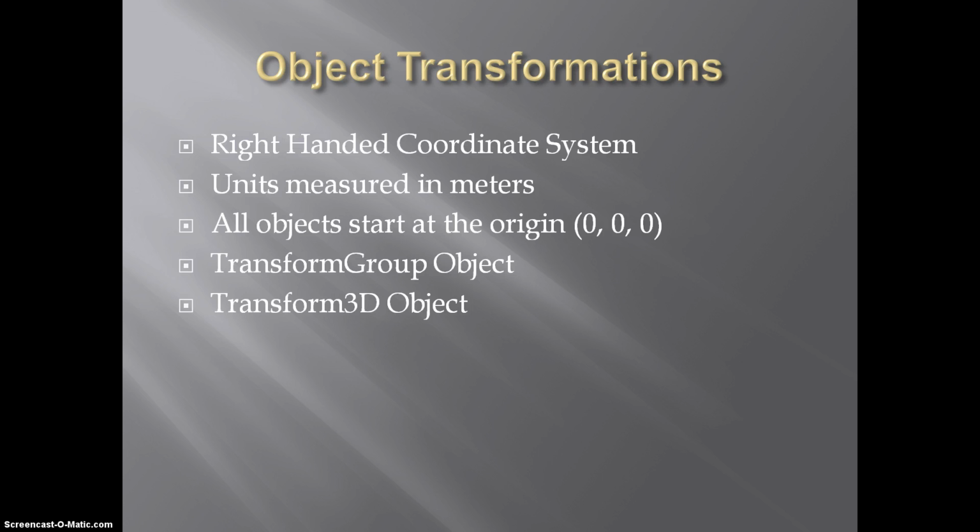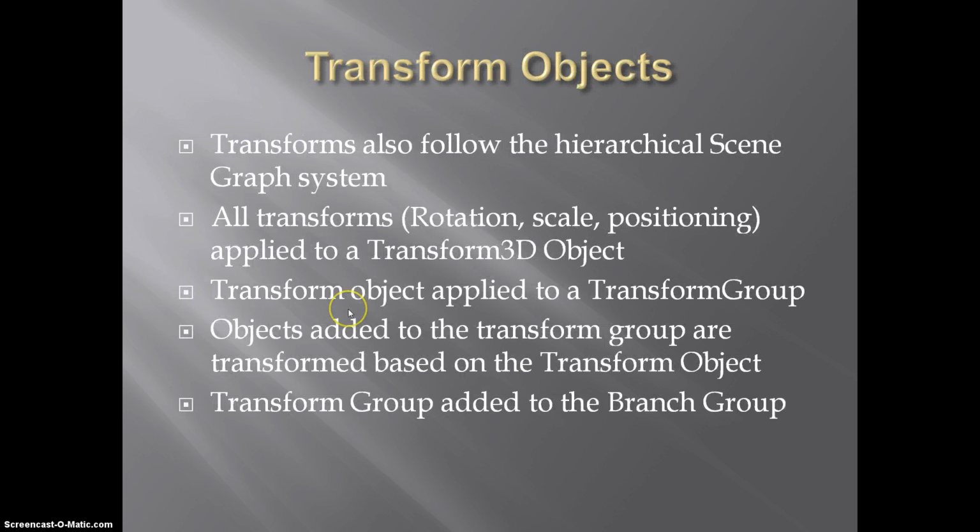Now, like everything else, transforms are part of the scene graph hierarchy. While transforms are easier to perform, they are done in a somewhat different fashion. All transforms such as translation, scaling, and rotation are applied to a Transform3D object, which is most likely where matrix math is calculated. This object is then applied to a transform group, which, when dealing with transforms, becomes the parent node for any objects that should apply the transformation. The branch group becomes the parent for the transform group and any objects that don't require transformations from the origin.